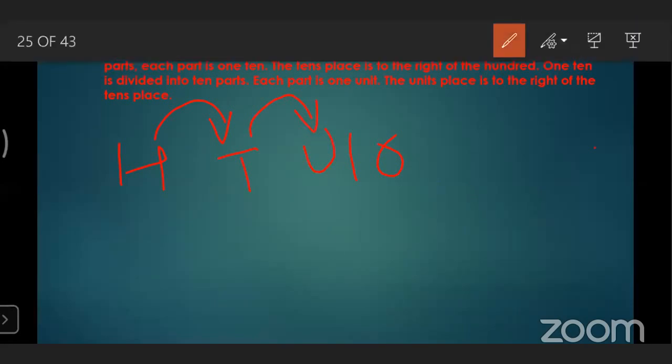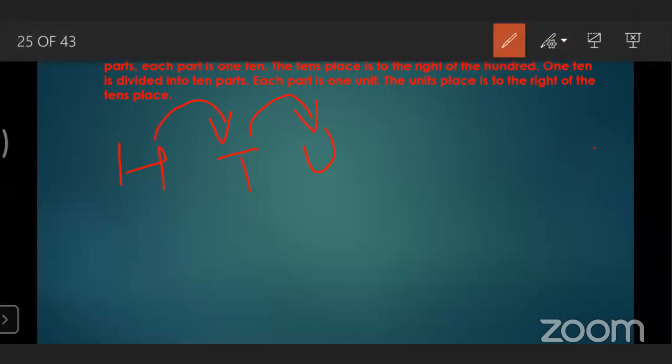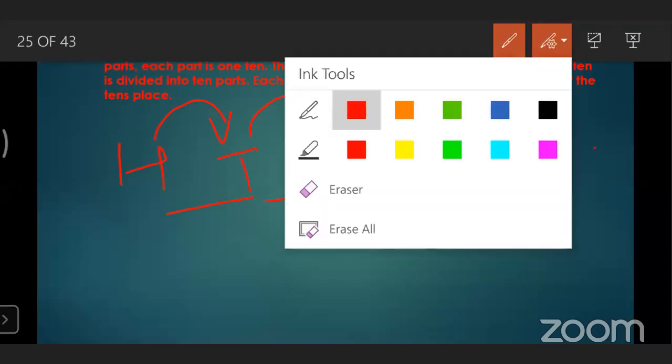Okay, so see here. 100, 10, and unit. So the 10th place is to the right of the 100th place, and the place of unit is to the right of the 10th place, right? The unit place is to the right of the 10th place.